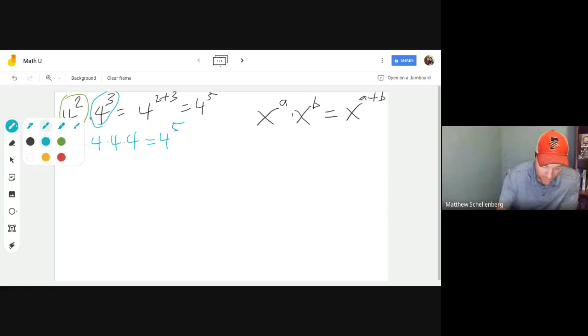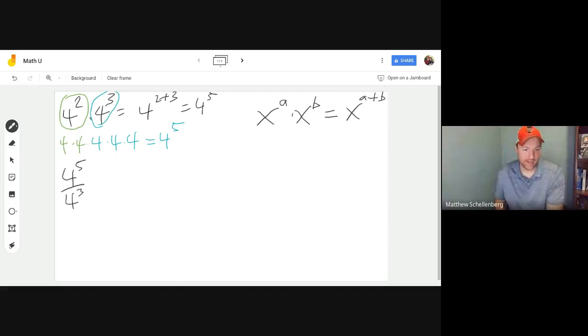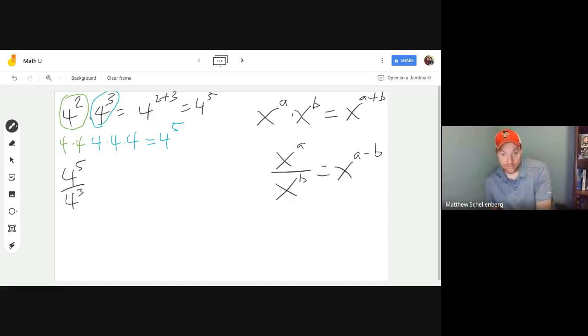Okay, what about the other rules? So what if I have something like this? Let's say I have 4 to the 5th power over 4 to the 3rd power. In other words, they're being divided. Well, in that case, according to my rule, x to some power divided by x to another power equals x to the a minus b. In other words, they are being subtracted. But why? Well, first of all, let's see if that works out. So 4 to the 5 minus 3 gives us 4 squared.